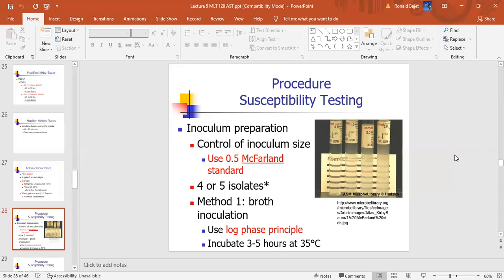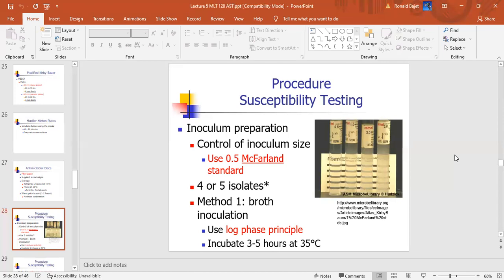There are 2 ways to make your suspension. One of them is that you take the organism and put it in broth, maybe like a TSB, which is tryptic soy broth, and you bring it to log phase. When you bring it to log phase growth, you know what that means, right? When I say log phase, it's on the log curve.